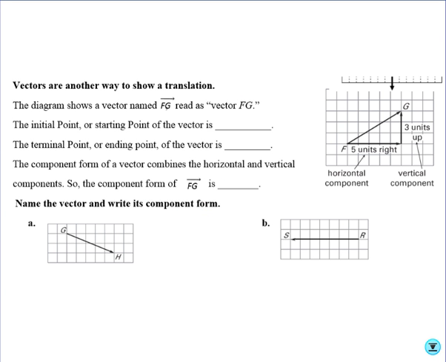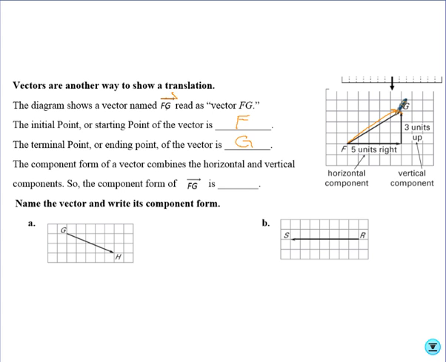Another way to show a translation is through something called a vector. A vector has a little arrow above FG, and we read it as vector FG. It tells us two things: where the starting point, or initial point, is, and where it ends, the terminal point. So the initial point of that vector is at F, and the terminal point is at G. Looking at this vector from F to G, we're counting almost like a slope: how many units do I move left or right, and how many units do I move up or down. This one went right 5 and up 3.